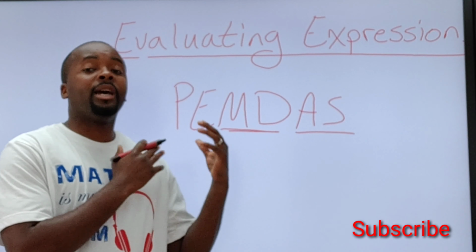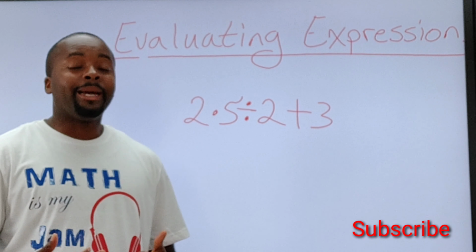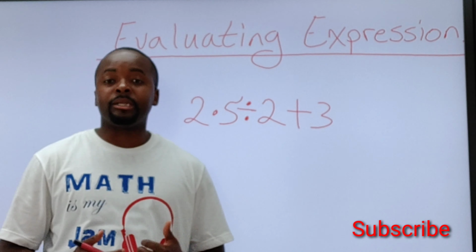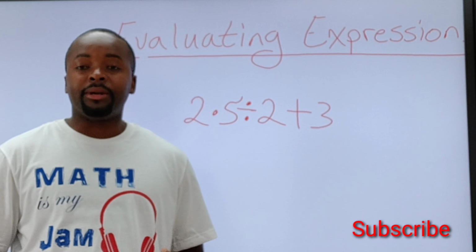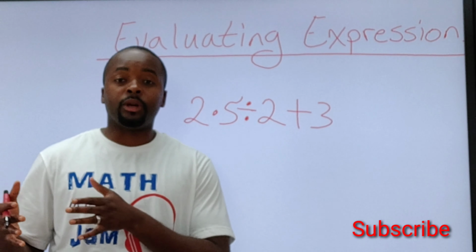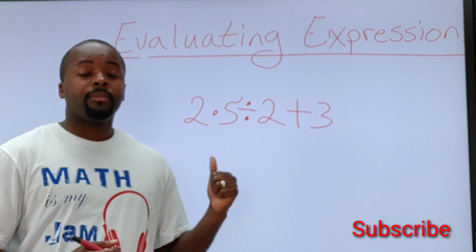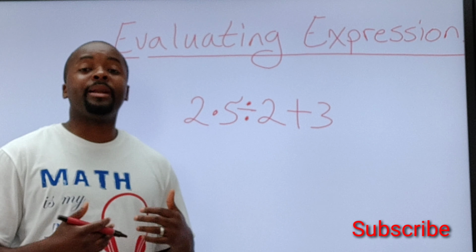First, we check and see, are there any parentheses? And in this problem, we do not have parentheses. The next thing we're going to look for is exponents. Do we have an exponent here? No, we do not have an exponent. So we just kind of move along. So the next part is multiplication or division. Let's see if we have multiplication or division. Yes, we have 2 times 5, and then we have divided by 2.